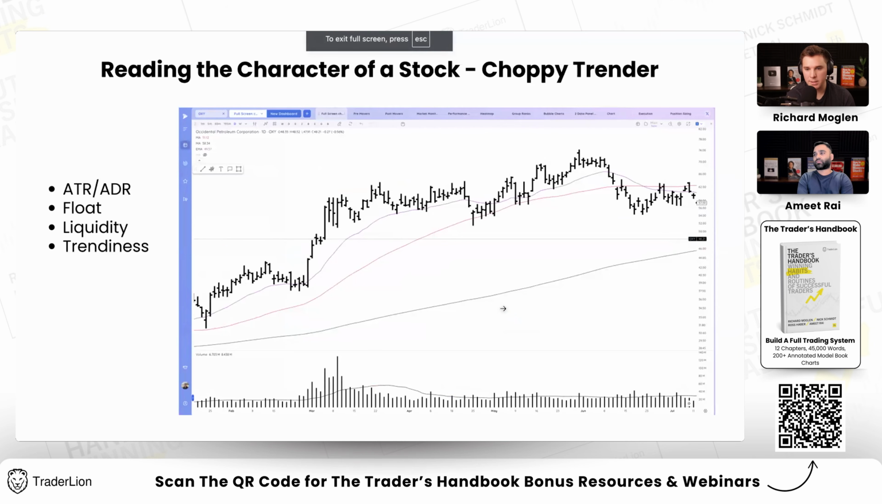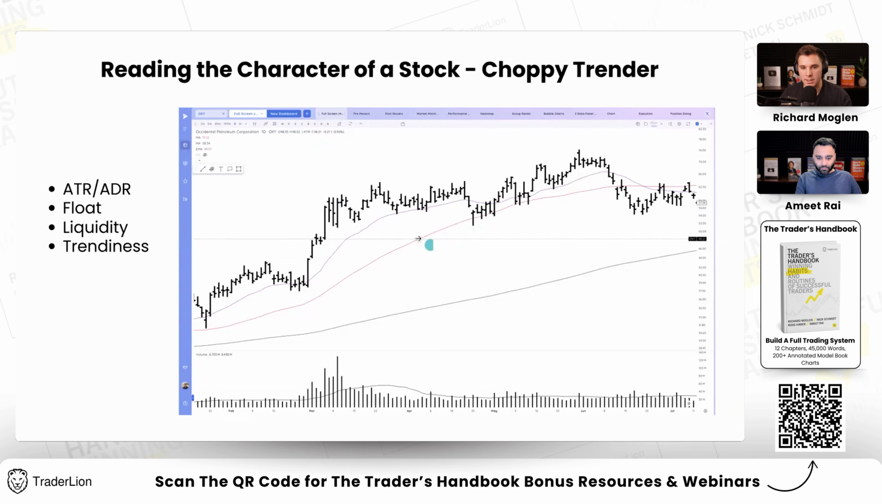Next up, and this is kind of what we talked about a little bit, reading the character of the stock. It can be based on ATR, ADR, float, volatility, trendiness. I just made up that word. But really just looking at a chart, you can kind of see how a stock trades. Does it like to follow through? Does it close off highs quite a bit? Does it fade? Does it follow through on moves? There's certain characters in stocks that are just really difficult to trade.